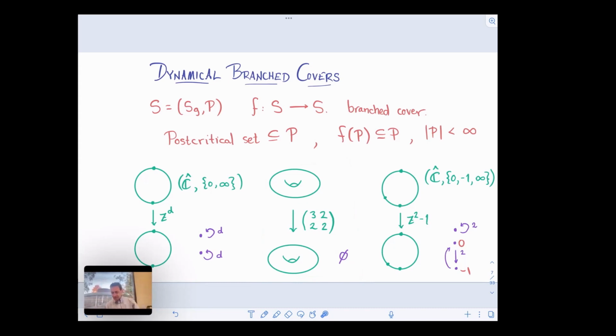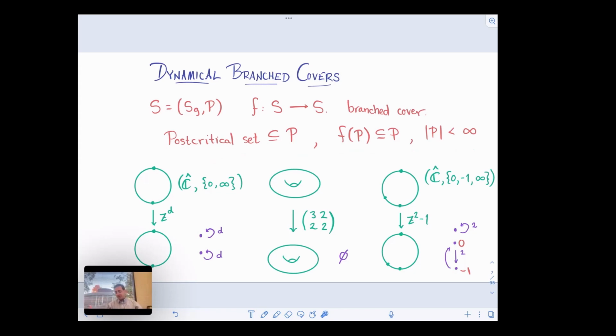And the third example is the sphere with 3 post-critical points, and the map is z squared minus 1. We see here that infinity maps to itself with degree 2. The point 0 maps to the point -1 with degree 2, and -1 maps to 0 with degree 1. And so here, the set of marked points is the post-critical set. So we have both of these things. This is finite, and we have a branch cover.